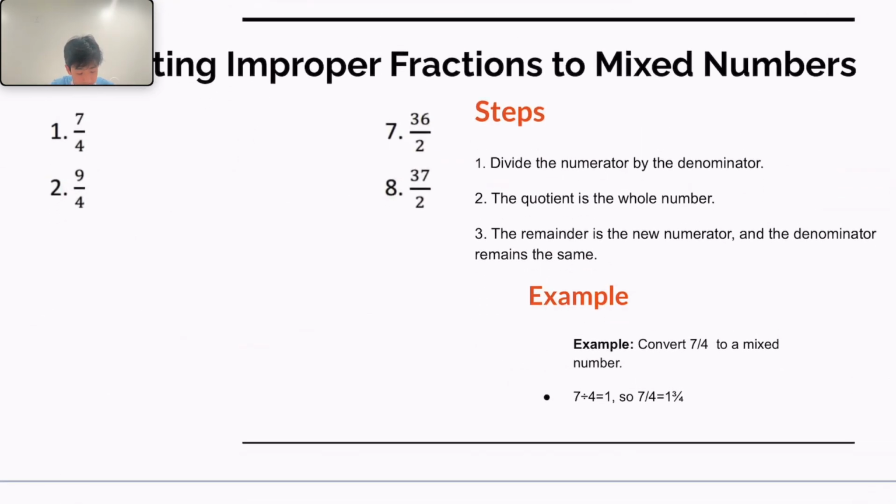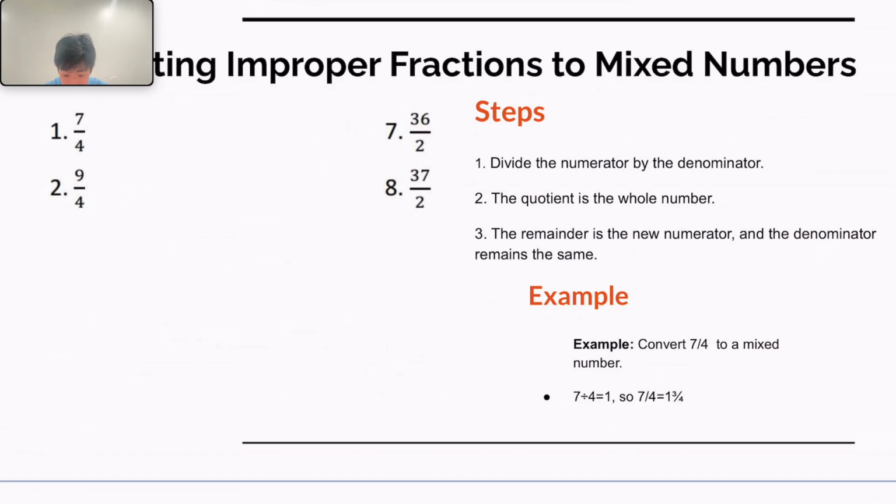So convert 7 over 4 to a mixed number here. First, you divide the numerator by the denominator. So this would be 4 divided by 4, which is just 1. The whole number is 1. And the leftover is 3. So it's 1 and 3 over 4. Let's take a look at four examples here.